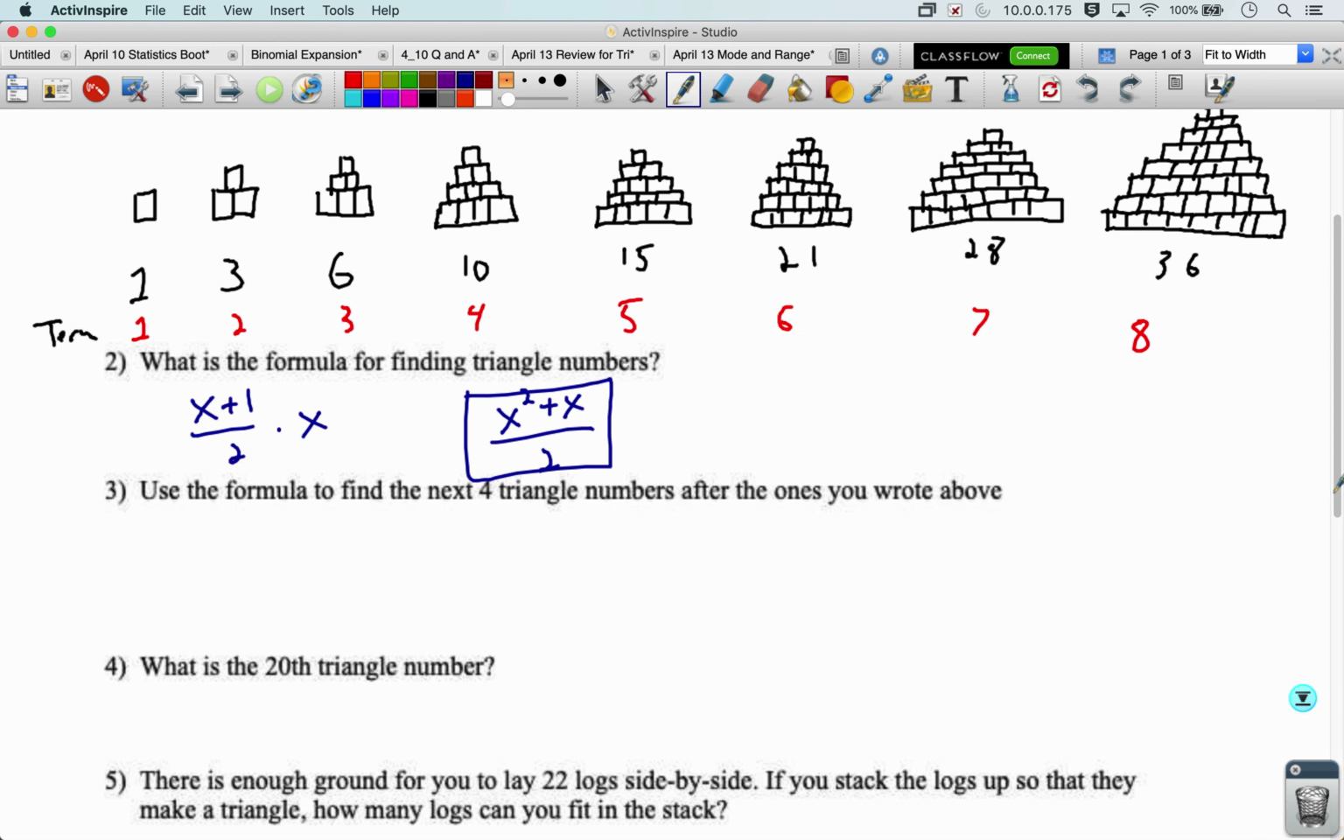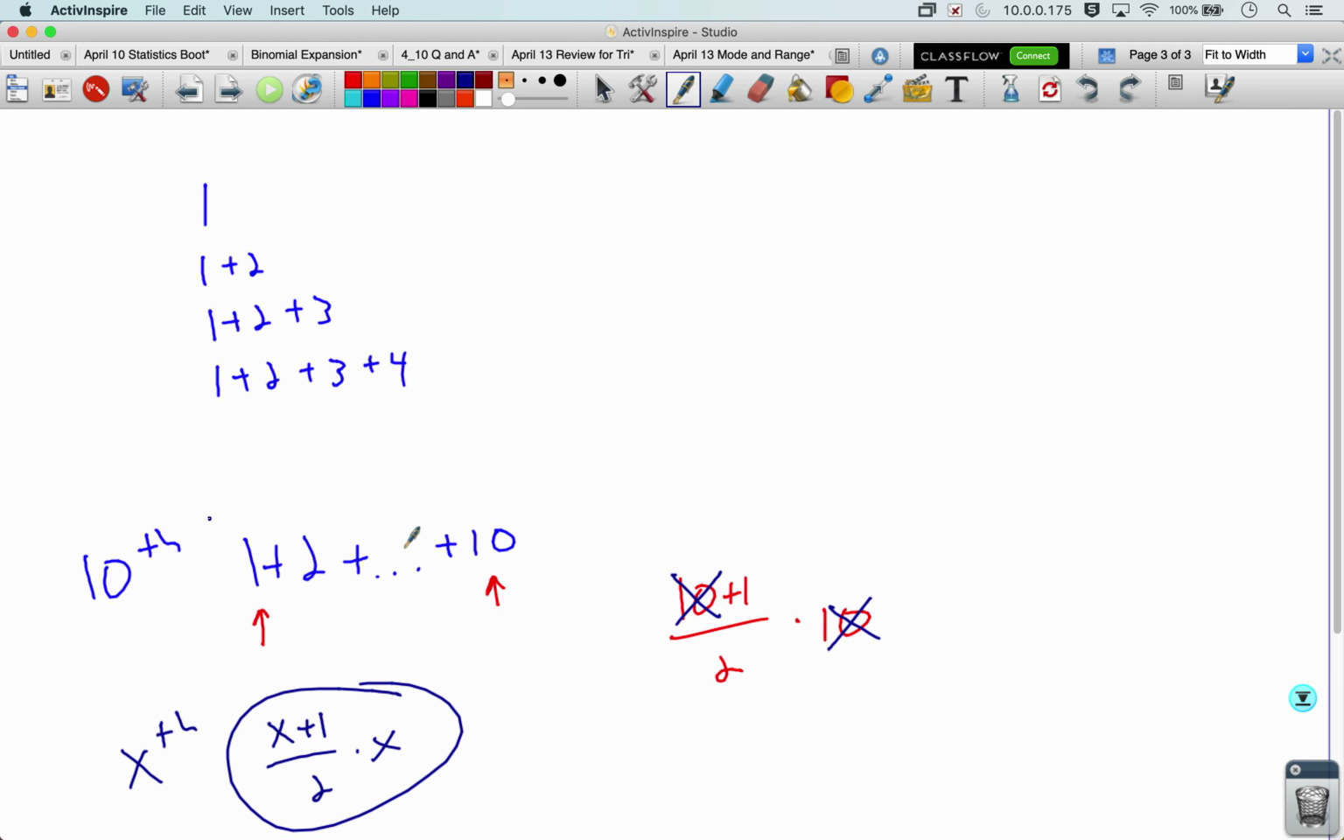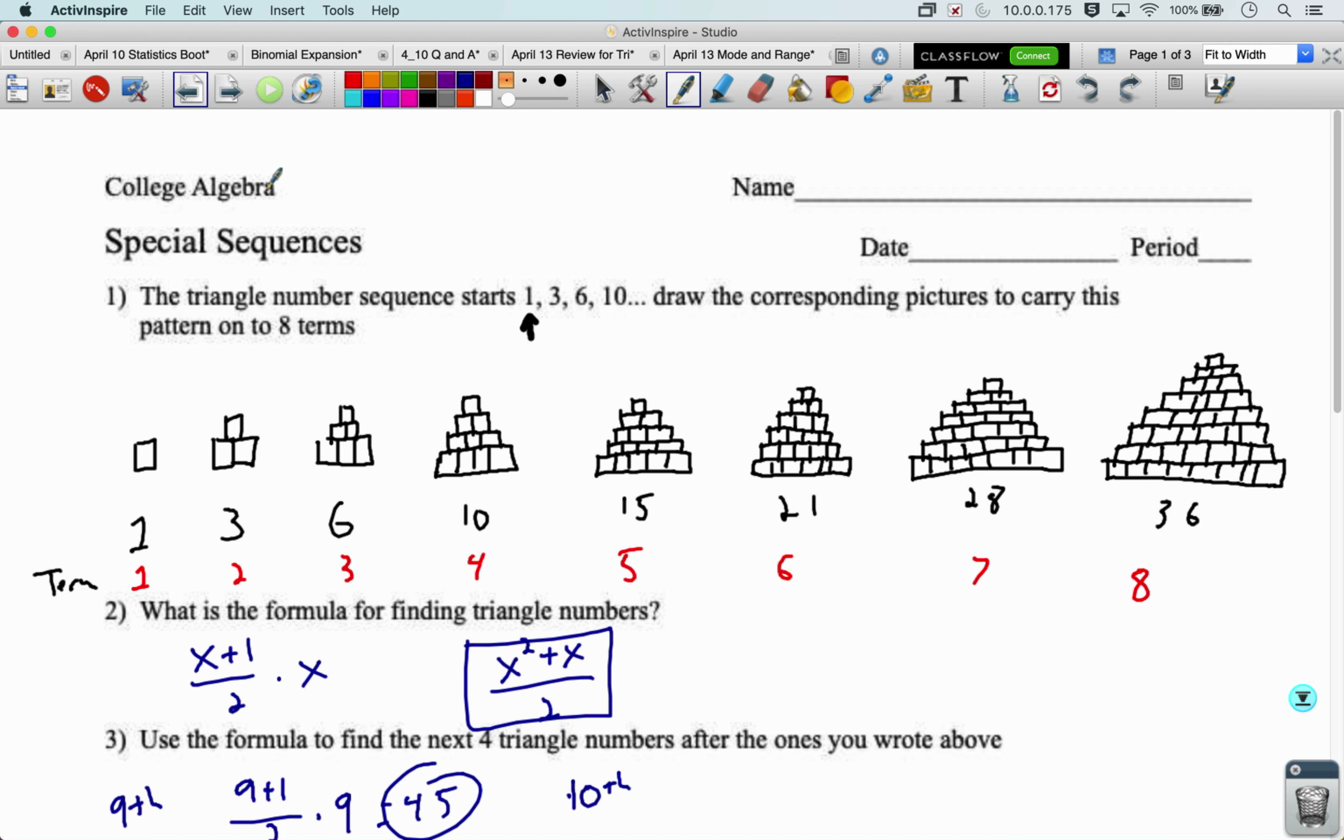So can we find the next 4 triangle numbers? For the 9th, that's going to be (9 plus 1) over 2 times 9. So that becomes 5 times 9 equals 45. All right, for the 10th, well, we just did that one as a practice one. Did we finish solving it? No, we did not. 5.5 times 10 equals 55. So the 10th was 55.